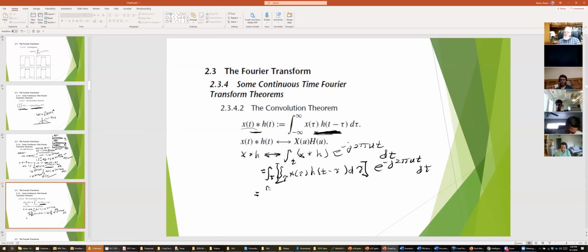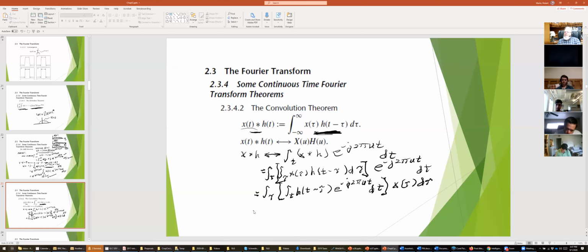So we're going to switch integrations, and we're going to integrate over tau first. Then we're going to integrate over t. And we integrate over t, we get h of t minus tau times e to the minus j 2 pi u t dt. So that becomes the integral over all of the t variables. And then we're left with the x of tau out here. So we switch the order of integration, so we get this response.